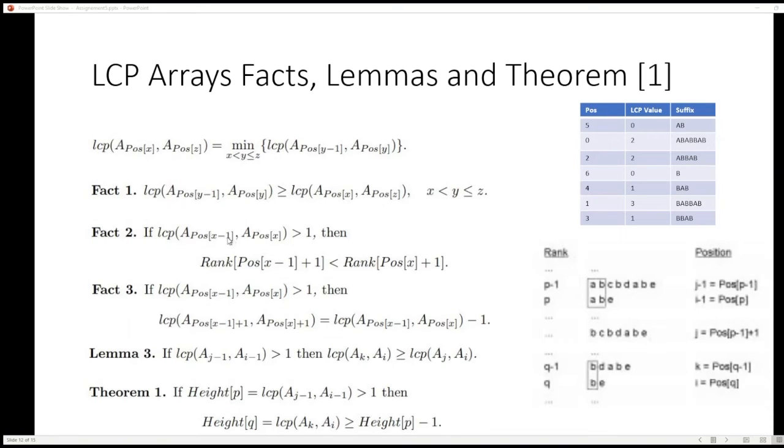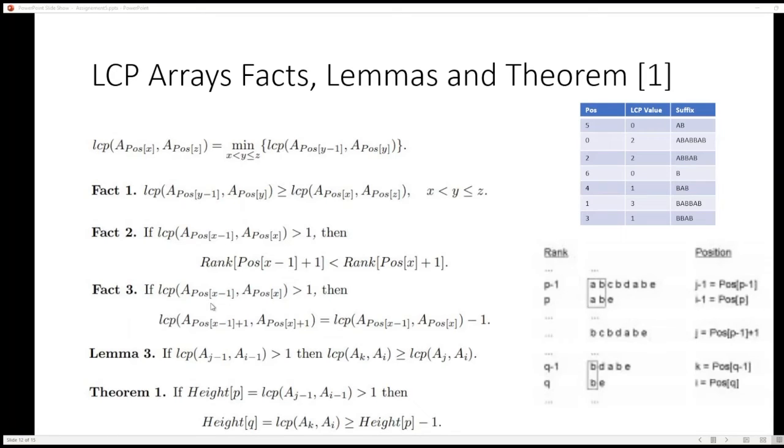When the LCP between two adjacent suffixes is greater than 1, then the order of these suffixes will not change if we delete the first character of each suffix. For example, if we take these two suffixes, they have an LCP of 2, which is greater than 1. If we delete the first character, which is A in this case and A in this case, then these two suffixes will preserve the same order. This makes perfect sense, since LCP is the number of common elements between the prefixes of the two adjacent suffixes.